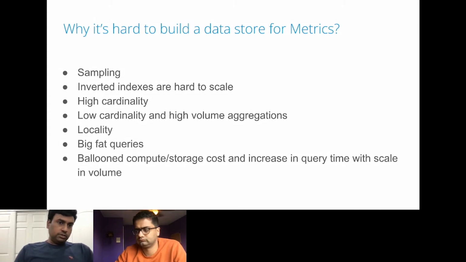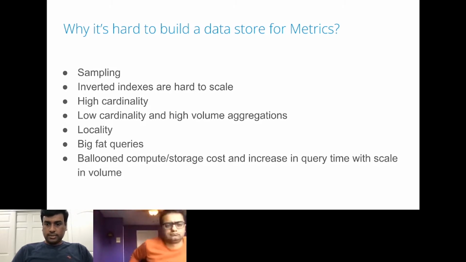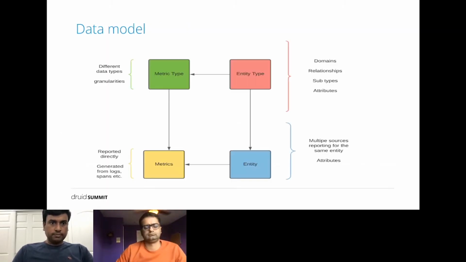Big fat queries: when you have data volumes at a petabyte scale, and you have some interactive visualizations to support, then you need to ensure that query latencies are sub-second. So the number of time series we fetch and the number of time series we aggregate in the read path becomes crucial for us. And another aspect of the system is the cost aspect. With scale, how do we keep our cost in balance and also manage our query times?